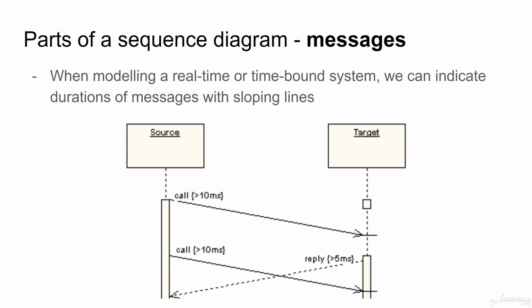Typically, we model messages by horizontal lines, but in case of real-time or time-bound systems, we might also want to stress the duration of the message. In order to do that, we use sloping lines. Remember that the vertical axis represents time, so moving down in the diagram means going forward in time.